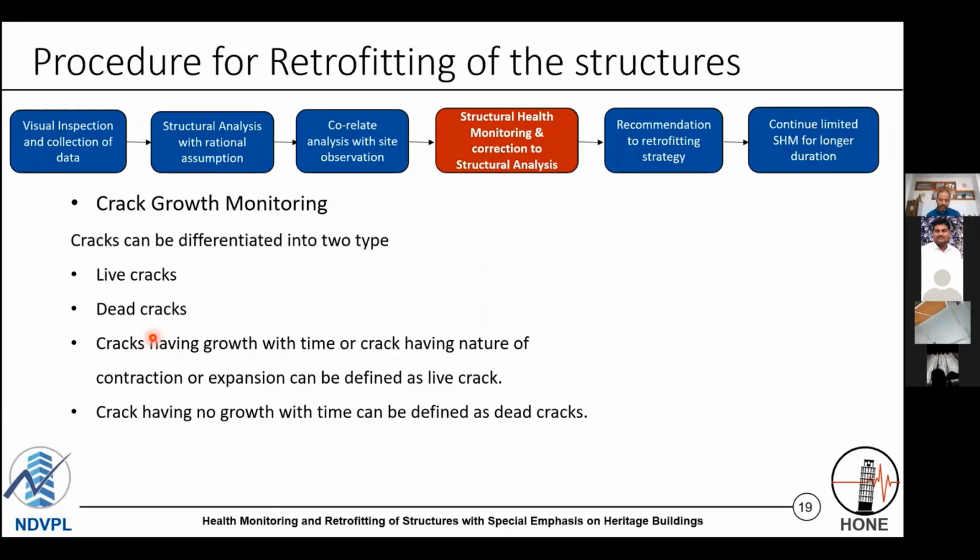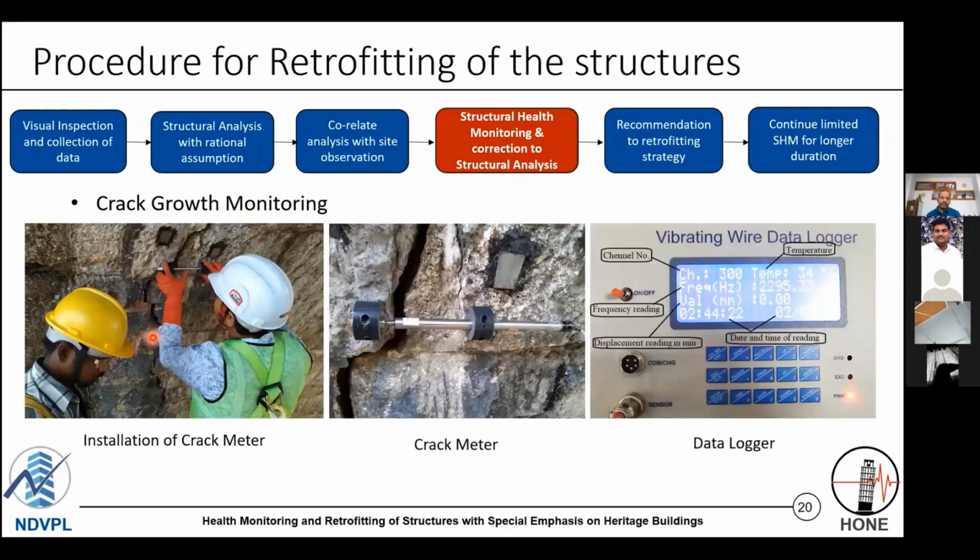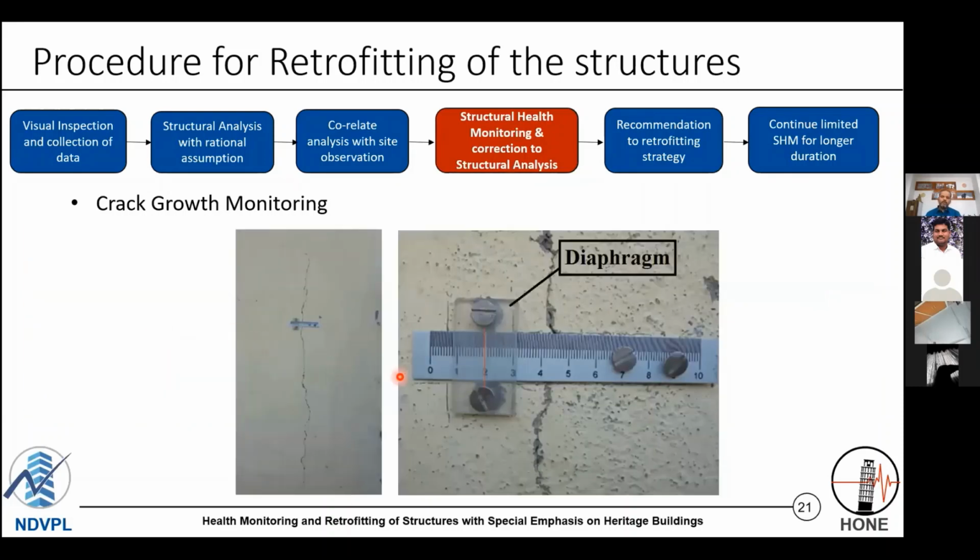Similarly, crack growth can be monitored using crack meters. Here you can see a crack meter which we installed at one of our sites where we are doing health monitoring. You can even use simple crack meters like this, where the least count is 0.5 mm. But that's still better, as you can judge whether large deformations are happening in the building. Such a basic crack meter can also be very useful.